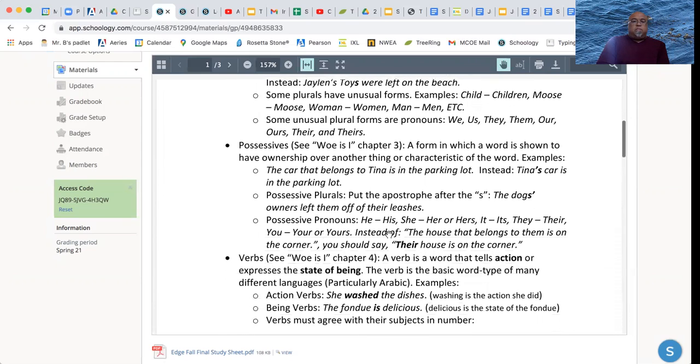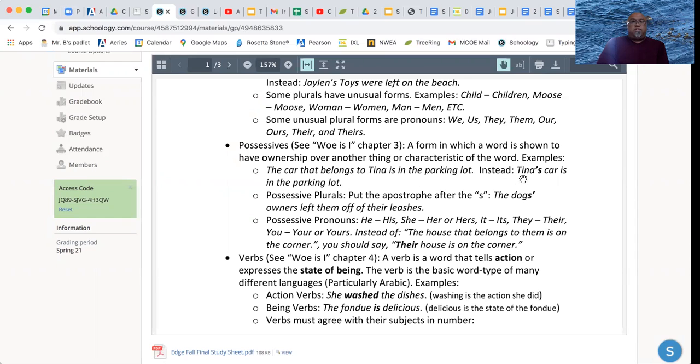Continuing on, we can look at possessives, which is in chapter 3: the form in which a word is shown to have ownership over another thing or characteristic of a word. Now, one of the things that some people have been confused on in the past: in the test, you'll find a sentence similar to this. The car that belongs to Tina is in the parking lot. And then the instructions will tell you, change it to a possessive. And people just rewrite the car that belongs to Tina is in the parking lot. Okay, don't do that.